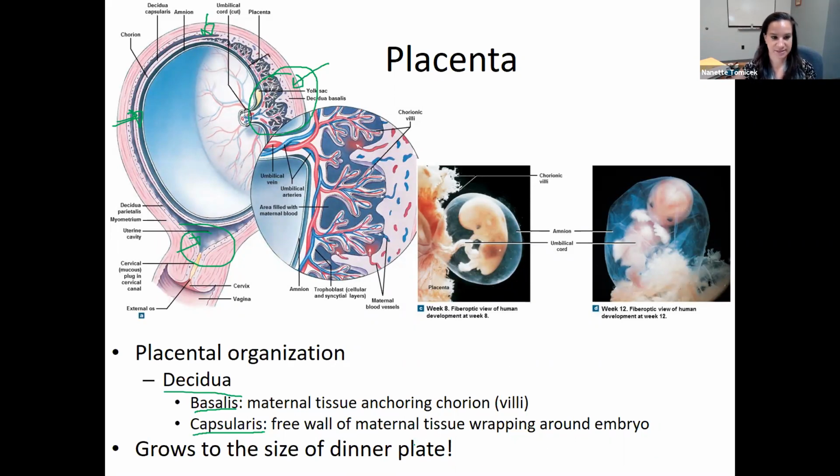And just one last thing to say about the placenta, it can really grow up to the size of a dinner plate. So you're delivering a relatively large organ along with your baby. The baby weighs 6 to 10 pounds when it's born. That placenta can be 6 or 8 pounds as well of tissue weight that you're losing at delivery as well.